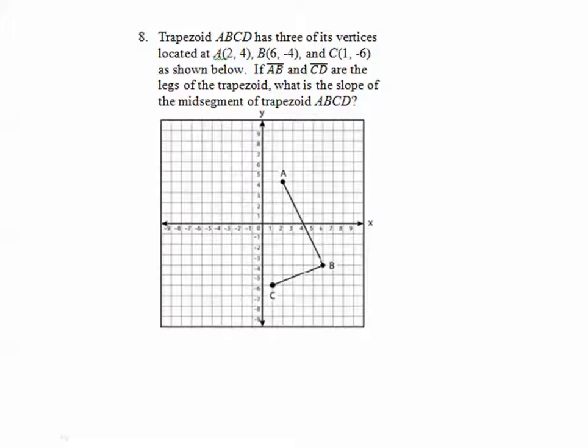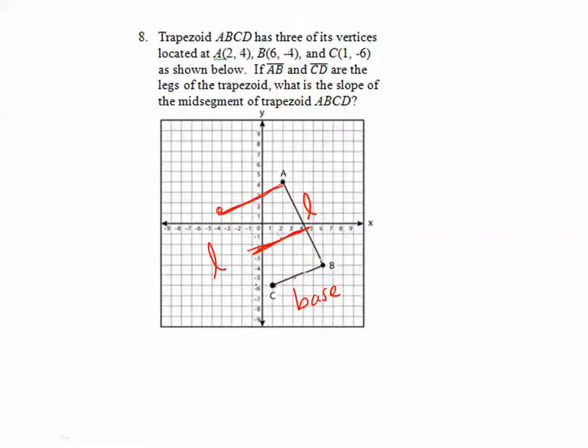Trapezoid ABCD has 3 of its vertices located at A, which is at (2, 4), B is at (6, -4), and C is at (1, -6). AB and CD are legs, so that's a leg, and wherever D happens to be somewhere over here, that's a leg. So that means that this is the base. That means my mid segment is somewhere in here, in between my 2 bases, and it's parallel to this base.